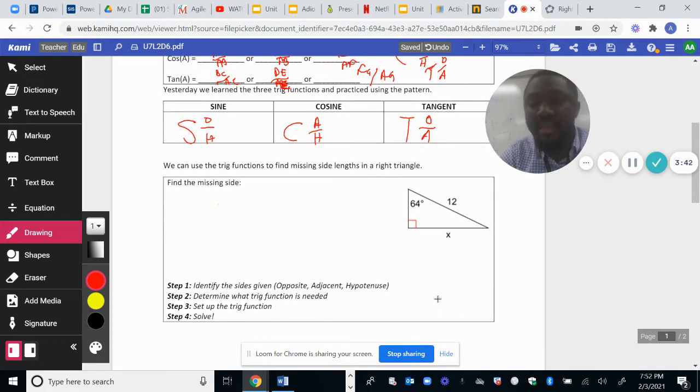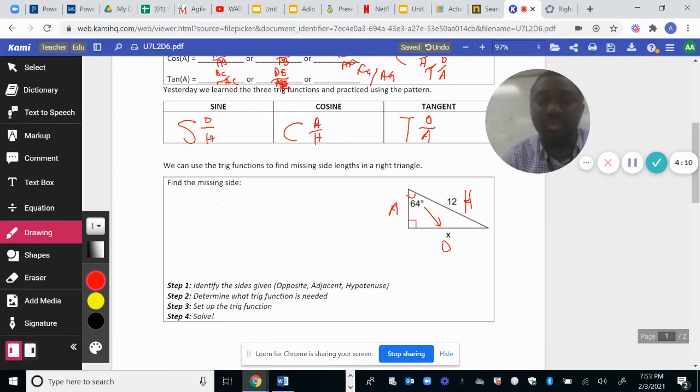These are the steps. First of all, identify the sides given. If this is the angle, this side here is opposite, this longest side here is the hypotenuse, and this here is the adjacent side to this angle. Then determine what trig function is needed. Here, since our x is missing and we have the hypotenuse, we can use sine.